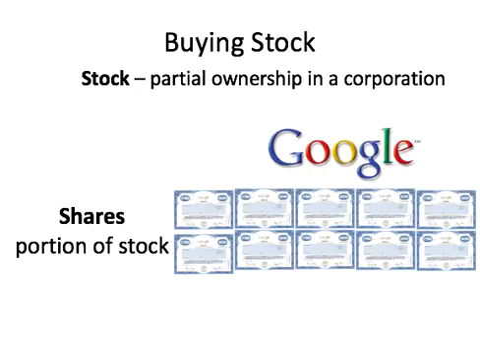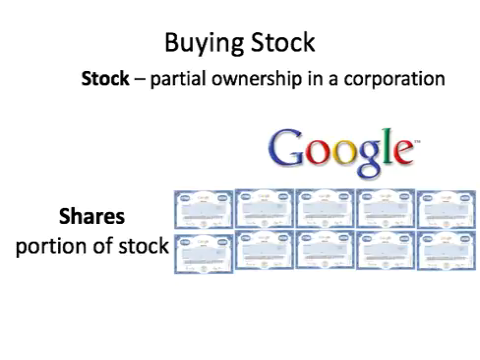So let's first start with what is stock. Stock is nothing more than a partial ownership in a corporation. So when a company goes public, what that means is that now anyone is able to buy a portion or a share of a part of a company. For this example, let's say that Google has gone public and they want to sell stock.